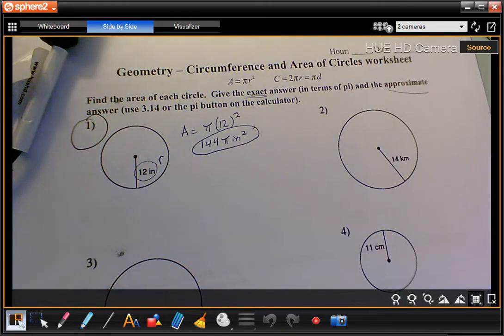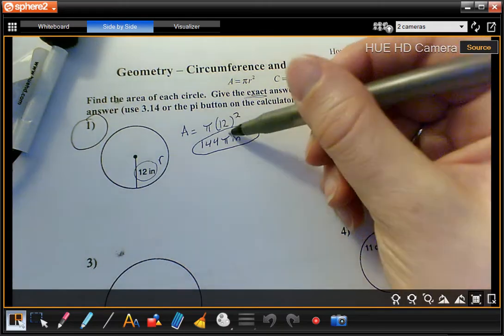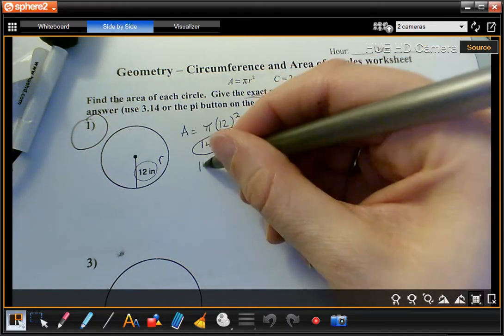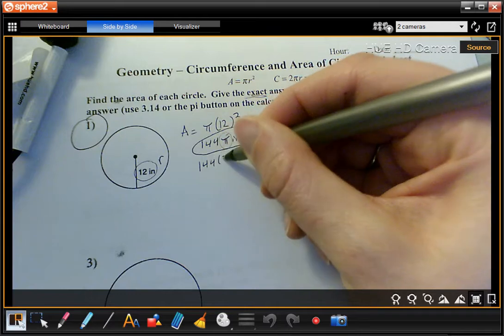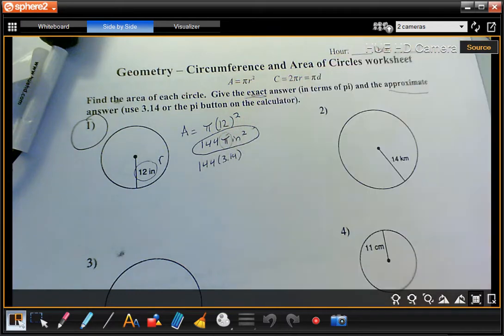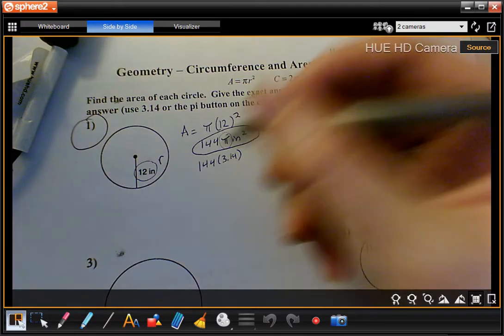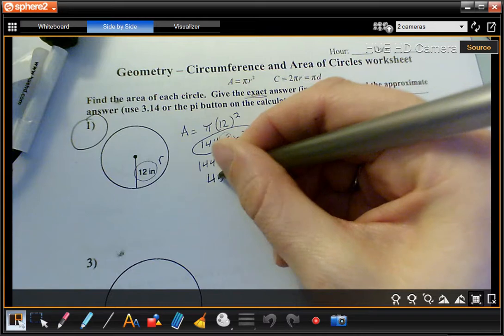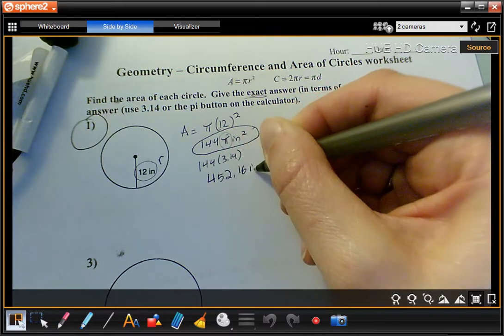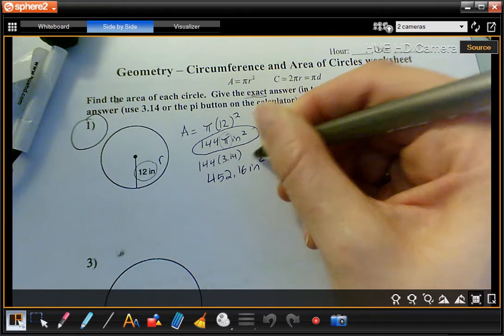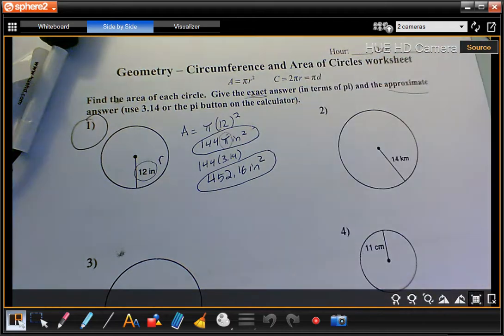Now, for my approximate answer, instead of putting pi, I'm going to put 144 times 3.14. I'm just going to put that in my calculator, 144 times 3.14, and I get 452.16 inches squared. Whenever we do area, we should have inches squared. That's just what it's looking for in all of these in the first section.